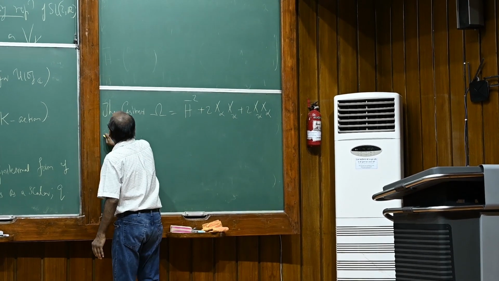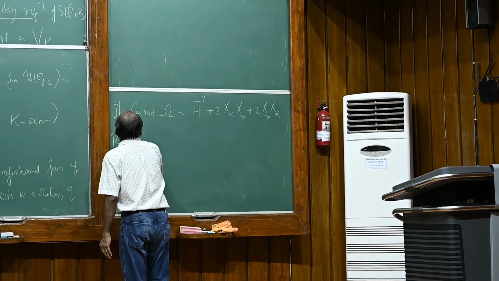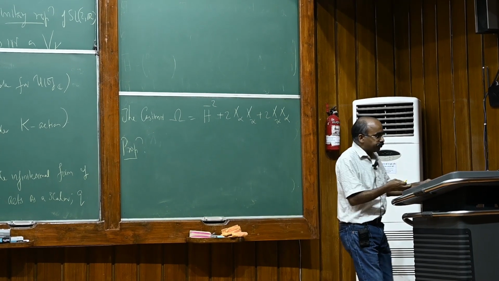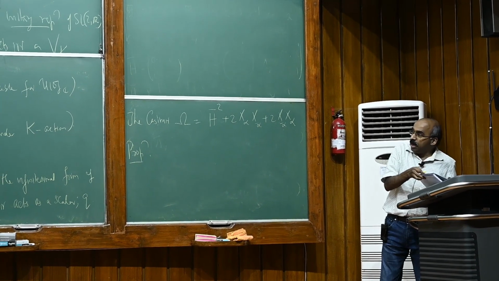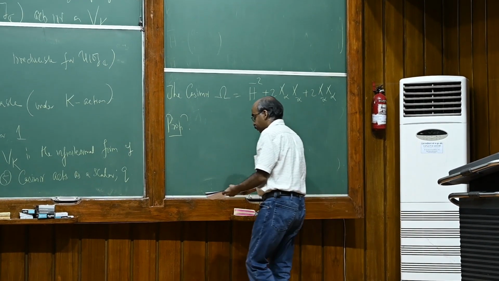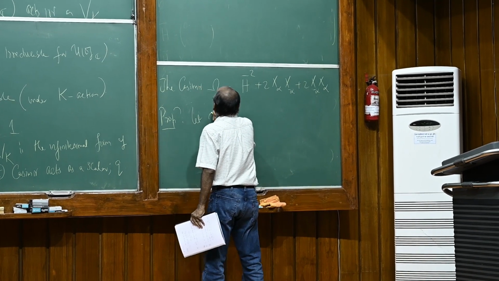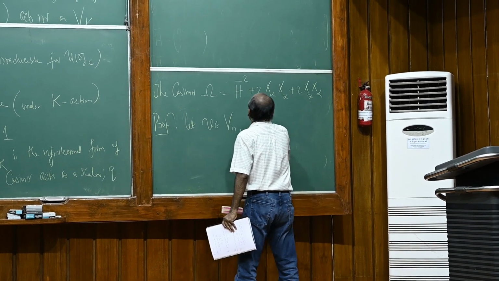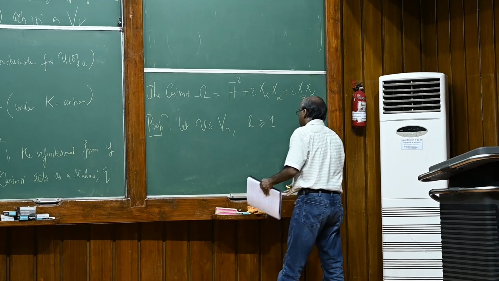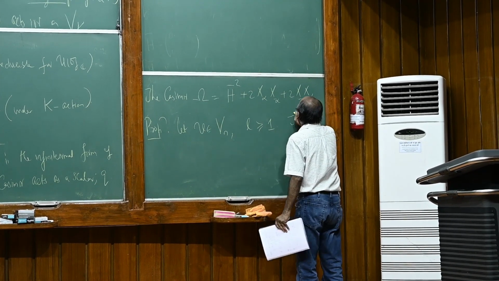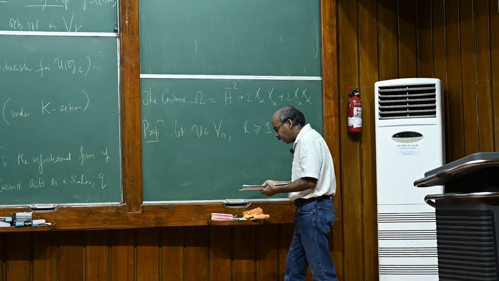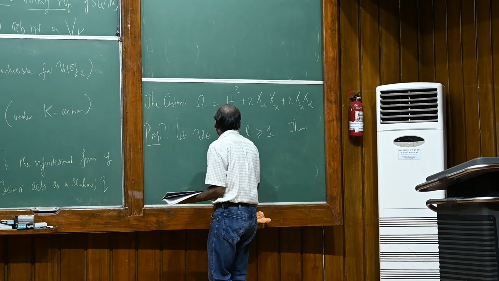So we write it as a proposition. This can stay there. So now we'll drop the pi dot. Okay. Let V belong to Vn, L is greater than 1, some integer. Then, I'm going to write down some formulas. We'll prove one of them.